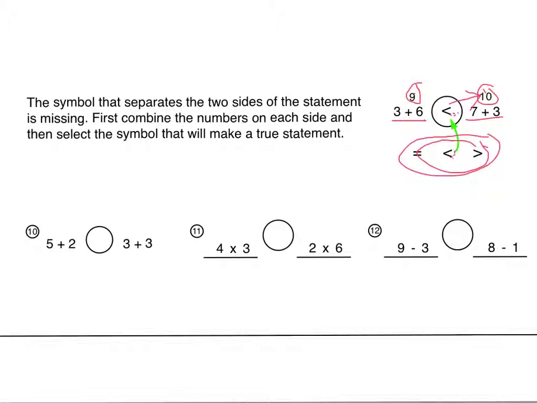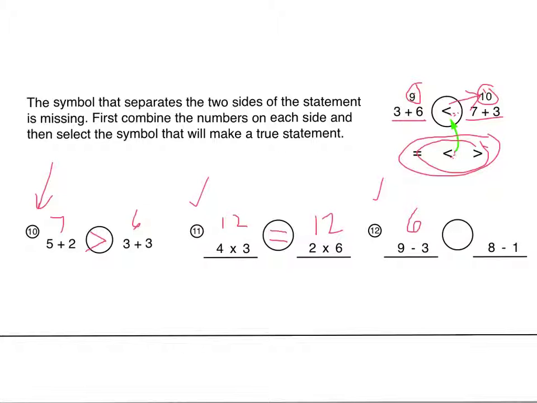All right, this shouldn't be too tough for you either. Go ahead and pause the video, do 10, 11, and 12. Turn it back on for the solutions. 5 plus 2, make sure you showed your work there, 7. 3 plus 3 is 6. Which one's bigger? The 7 is bigger, so we have to have the alligator eating the bigger number. 4 times 3 is 12. 2 times 6 is 12. Those are the same. We put equal.